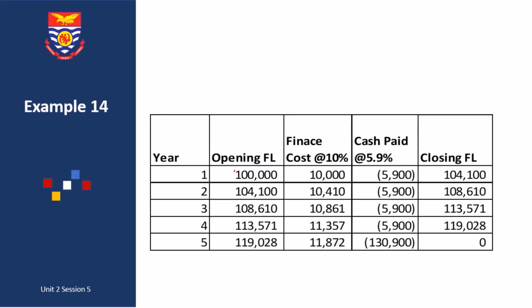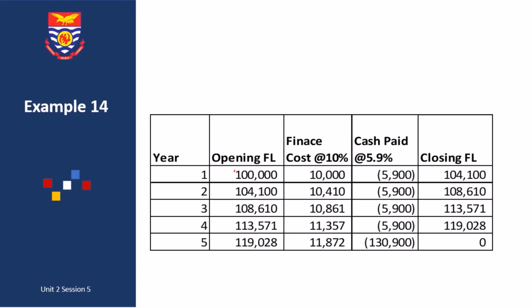Now with the cash that is going to be repaid, the interest that is going to be repaid based on the coupon amount of 5.9% is going to be fixed throughout. So you calculate 5.9% on the nominal value of 100,000, which gives us 5,900. So it's a payment, a deduction.